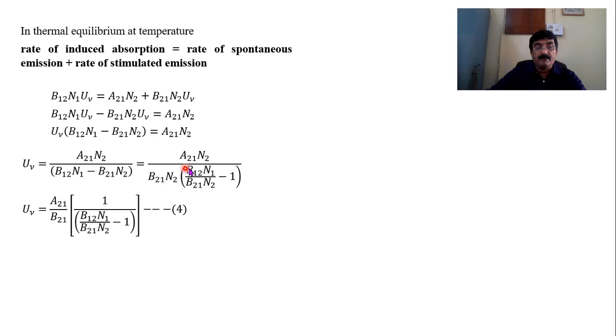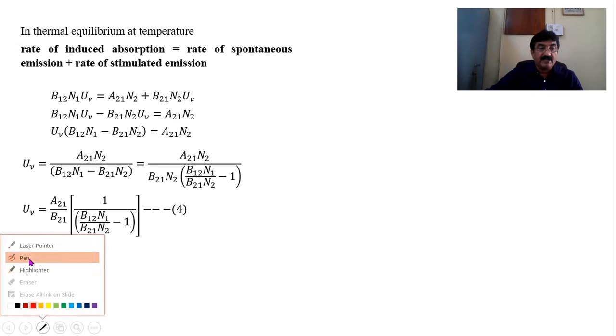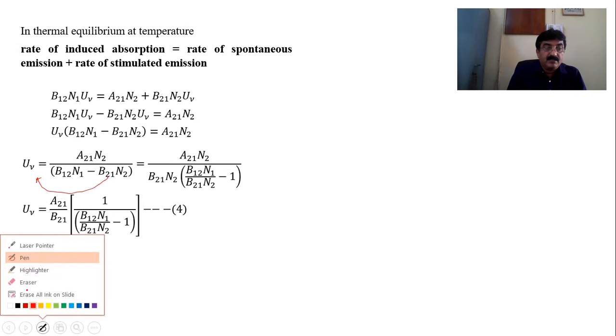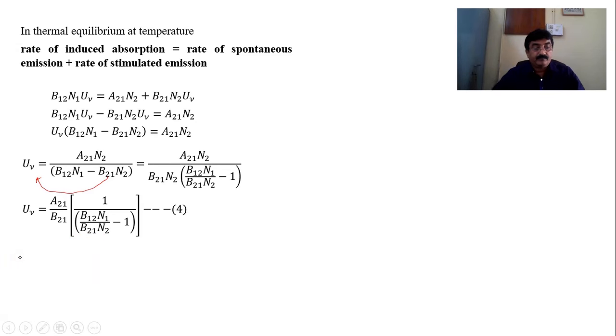So then what happens? The first term will be B12 N1 by B21 N2. The second term, I have taken common. When I take the common term fully outside, there is no B21 N2 here, so it will be B21 N2 minus 1 as it is. Minus 1 as it is, right?